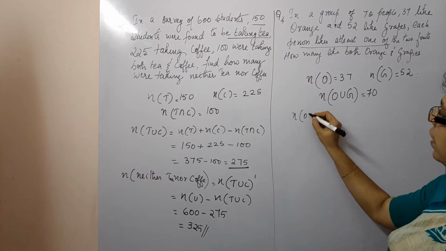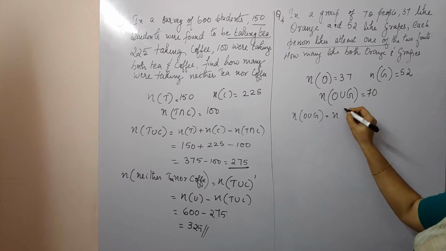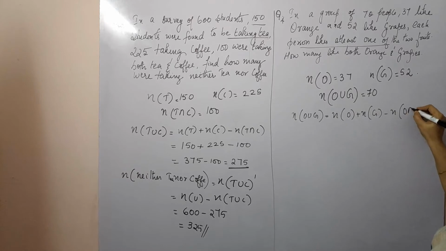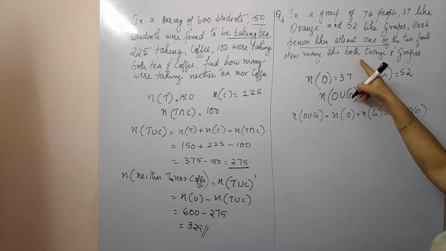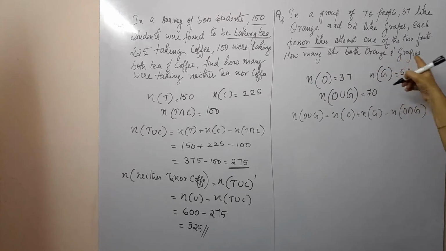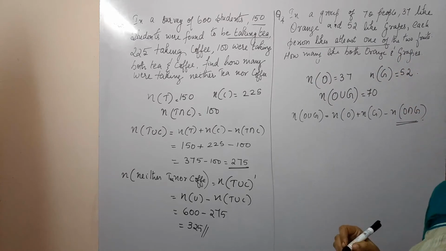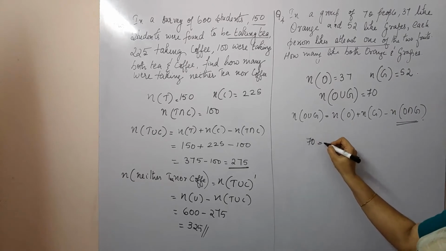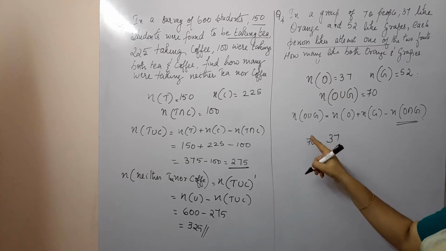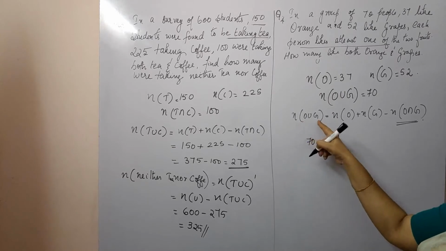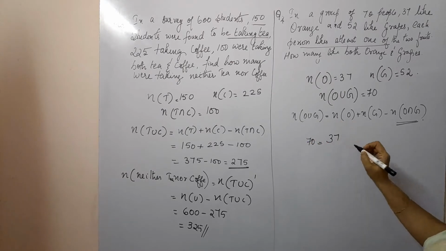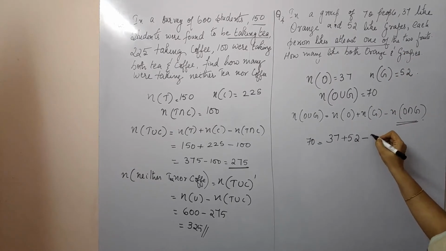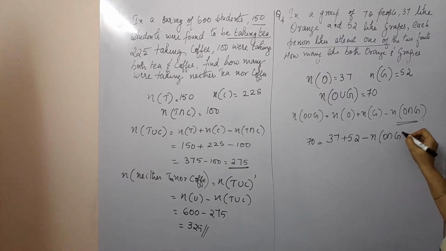So this is what I get. Now I know N of O union G is equal to N of O plus N of G minus N of O intersection G. How many like both orange and grape? This is what I need to find. Orange and grape. Okay. So 70 is equal to N of O union G. N of O union G is 70. N of O is 27. N of G is what? 52 minus N of O intersection G.